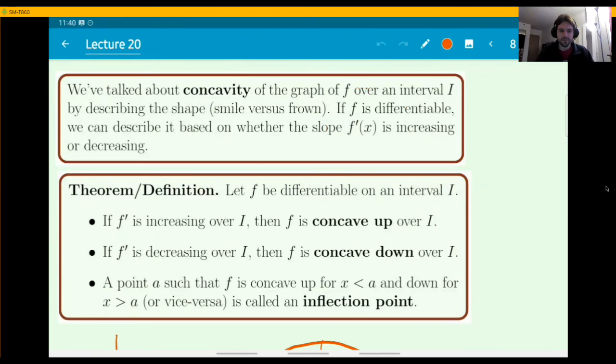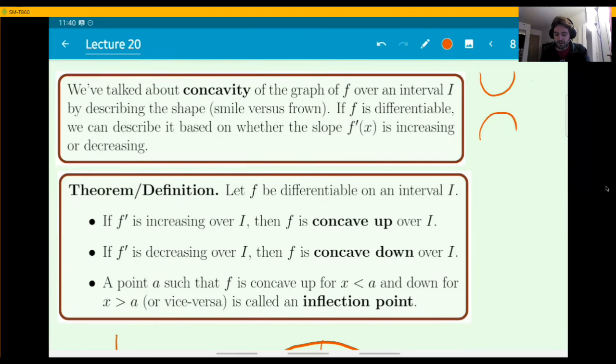This is now the second half of the lecture. We want to talk about concavity now. This is going to be connected to the second derivative, as we're going to see. So we've already talked about concavity when we were talking about linear approximation. We defined it as the shape smile versus frown. So a graph is concave up when it is a smile and concave down when it is a frown.